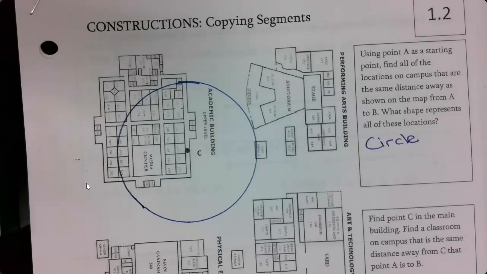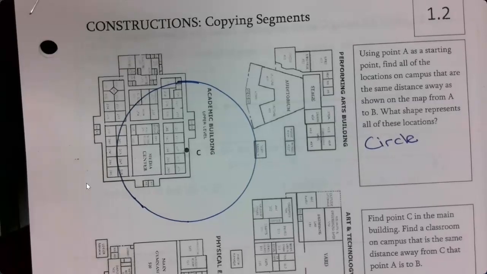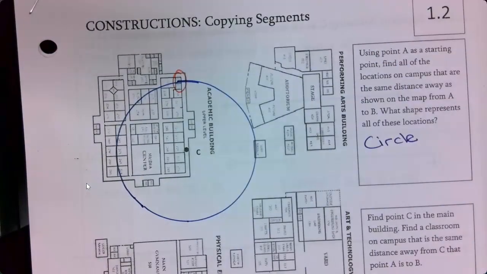So which of these is a classroom that is the same distance from C as A is to B? These numbers kind of are hard to read. So I'm just going to circle a classroom since I can't read the numbers. This one.